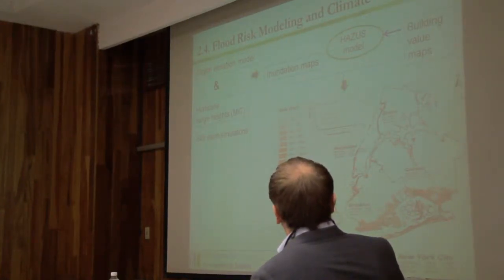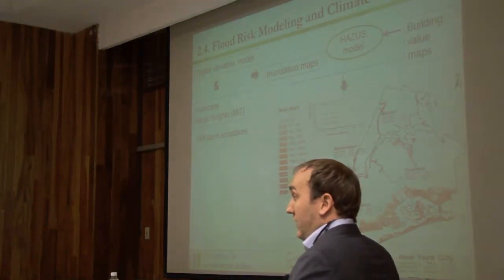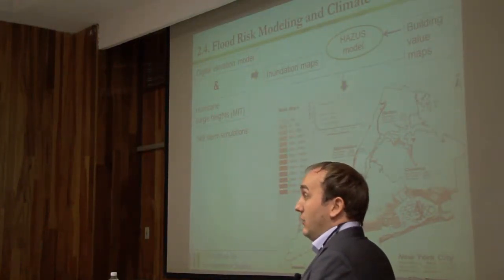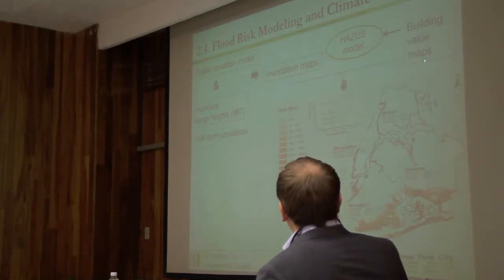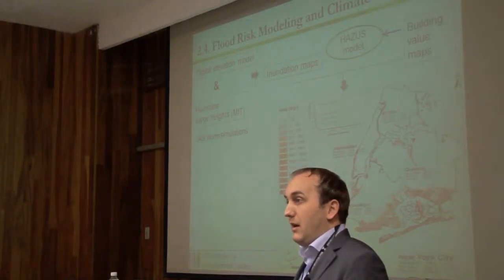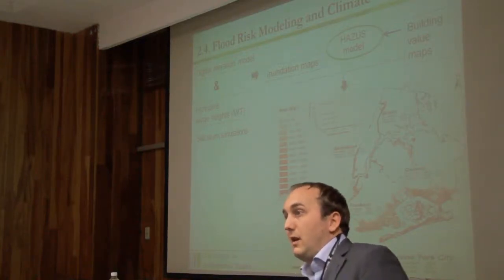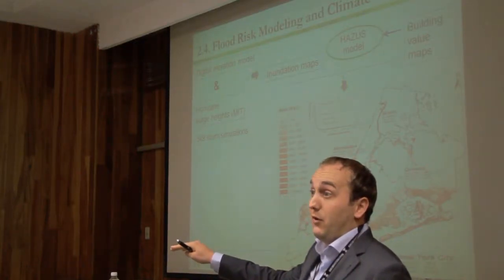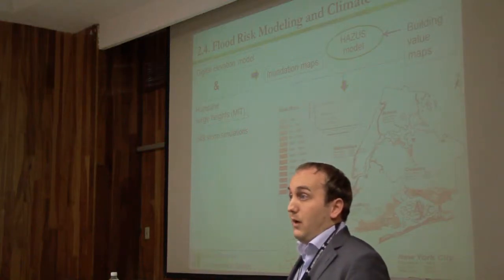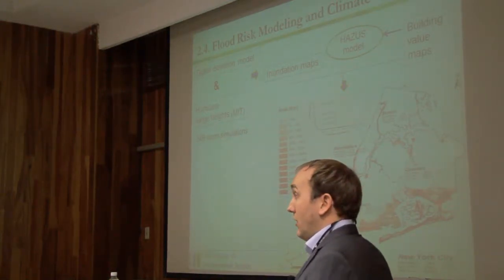We also know, the city gave us the information for every building in New York, what type of building this is and what its value is. So if we combine that with the inundation map, we have a mathematical model that calculates for every building what will be the damage. And it basically depends on the water level. So if the water level is low, the damage is less. If the water level is high, the damage for the building will be more. And these are all based on empirical relations that have been observed during previous floods.